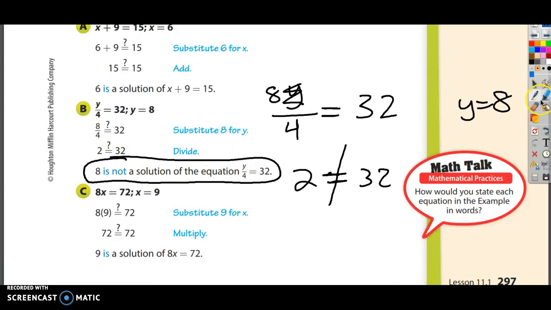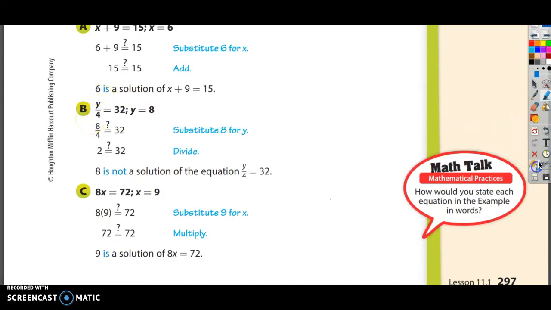So I want you to be careful about going too fast on these. When you look at this 4 and this 8 and this 32, you think, yeah, that's going to work. 8 times 4 is 32. But this is not an 8 times 4 problem. It's an 8 divided by 4 problem. So you have to look critically before you make your determination.